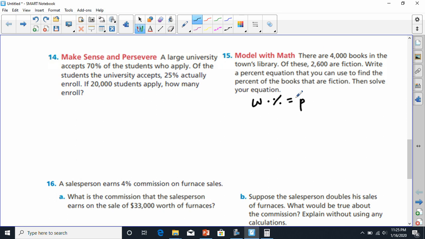If we fill in all these spots, the whole would be 4,000. There's 4,000 books. We're going to multiply that by the percent, and that has to equal the part, which is 2,600 books. Now we've got to get the percent by itself. So we'll divide 4,000 away from 4,000 times the percent. Whatever I do to one side, I'll do to the other.